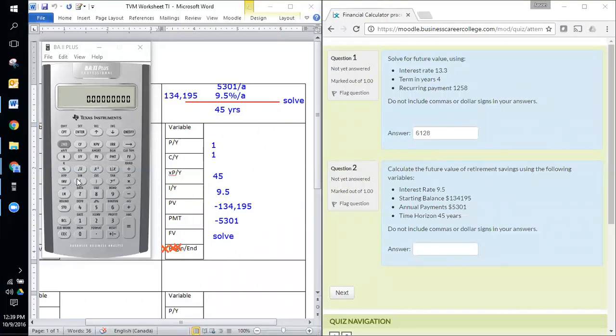So we're going to clear the calculator here. Second function, clear time value of money. Just dump everything out of the calculator. We'll bring up our PY worksheet. It's still set to 1, so no need to change anything there. We can quit out of there. We know 45 will be our N, just using that times PY shortcut. 9.5 goes into the interest rate spot, and negative 134,195 goes into the present value slot, and then negative 5301 goes into the payment slot.